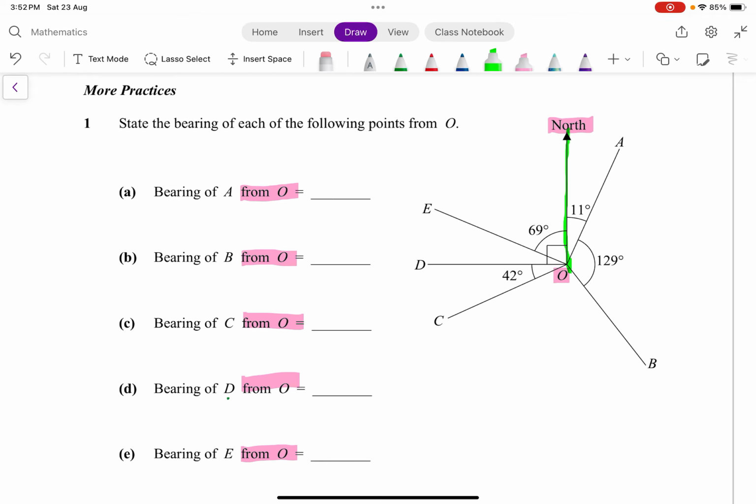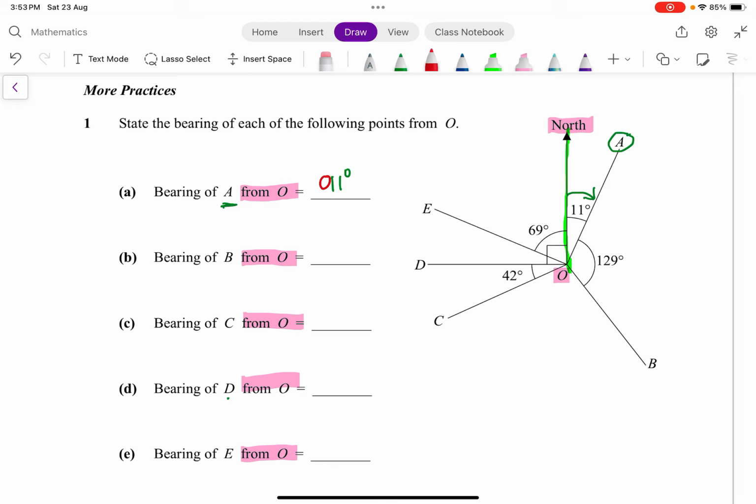Now, let's take a look at part A. So part A, it says that we want to find the bearing of A. So bearing of A, so where is A? A is over here. So I want to find bearing of A from O. So which means I will need to take reference from the north line, clockwise direction down to this line joining A and O. So what is this angle here? It is simply 11 degrees. But because bearing has to be written as a 3-digit number, so I have to add a 0 in front.